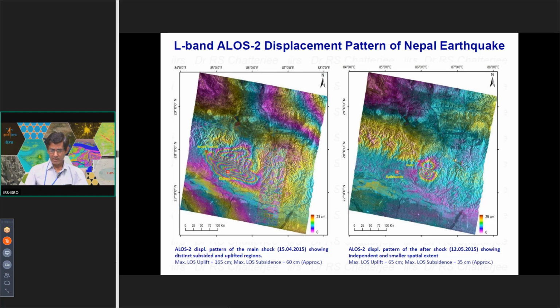Here you see there are two independent fringe patterns. On the southern side, the number of fringes is more, so here it shows a maximum uplift of 65 centimeter. And on the northern side, this patch represents the subsidence patch. So the southern side is the uplift patch, up to 65 centimeter, and the northern side is the subsidence patch, up to 35. Here it is 65 centimeter line of sight and here it is 35 centimeter displacement.